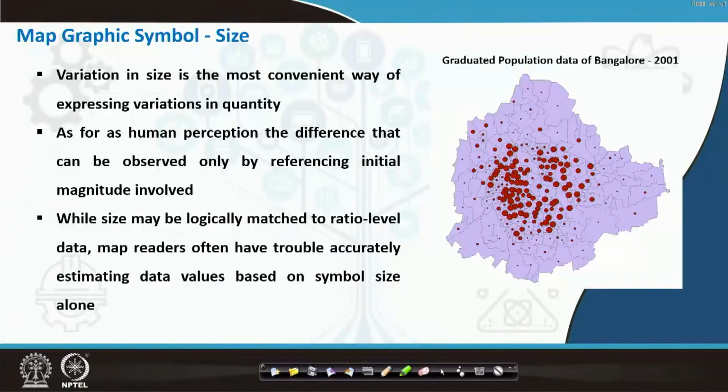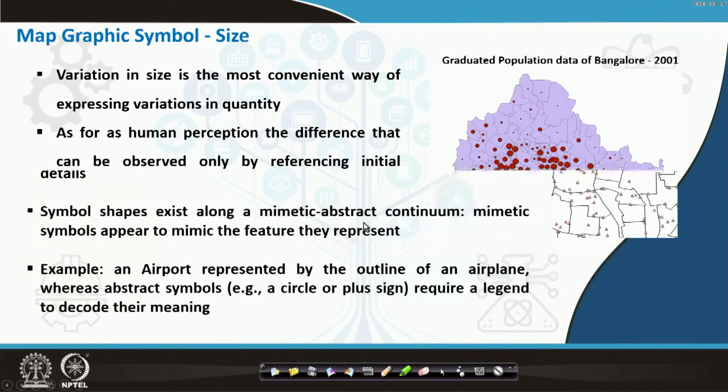This is very good for human perception, and when you look at size, it is logically matched to the ratio level. It is not used for any other purposes, but it is logically matched using a ratio. Map readers often have trouble accurately estimating the data values, because it gives more qualitative data. It doesn't give you quantitative data. Quantitative data is in the form of a range, so it is more qualitative or range data that is represented here in the form of symbol size.